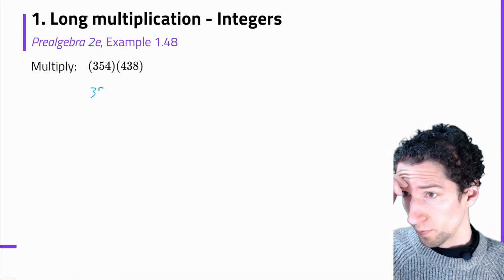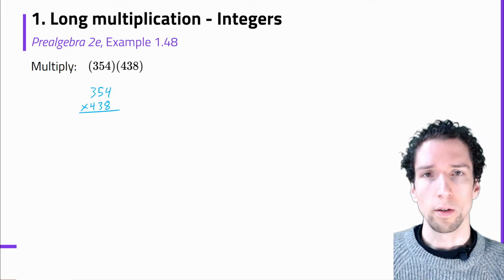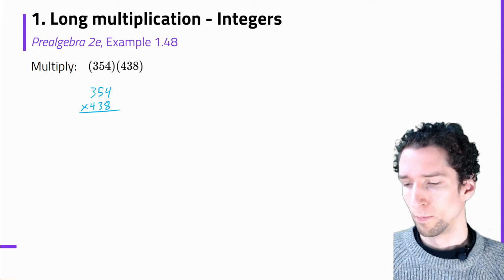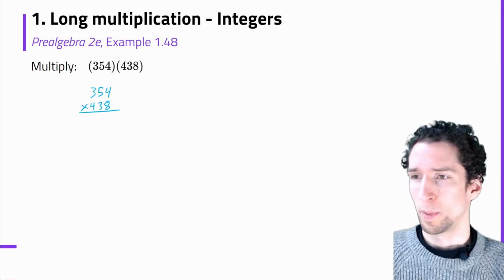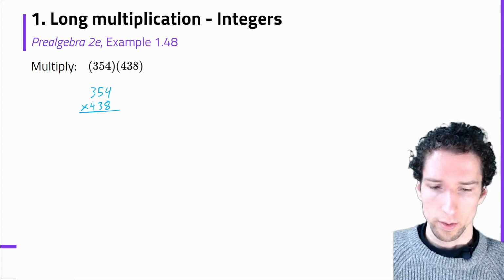Okay, so longer multiplication like this, we still have this sort of split everything up idea. So 354 times 438. Sometimes they'll tell you to write the bigger number on top. It doesn't really matter, especially if they're the same number of digits, so whatever. This will work just fine for us.